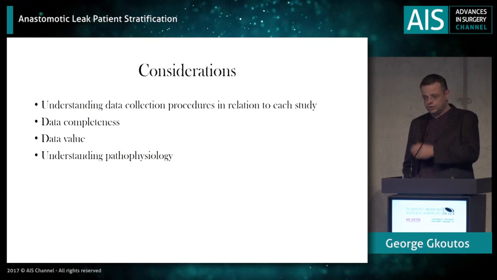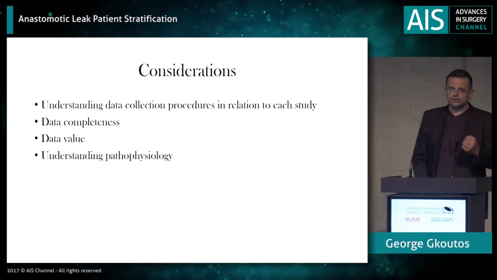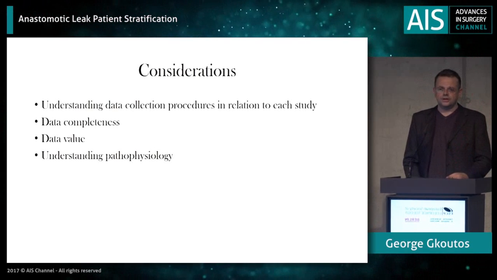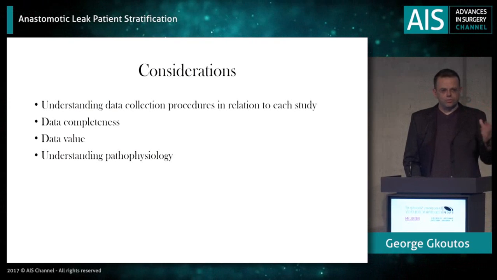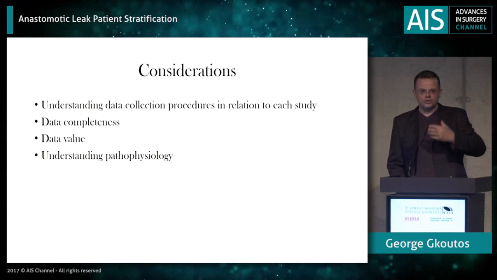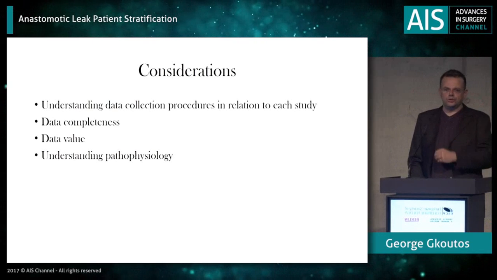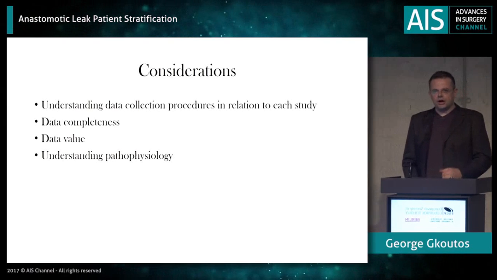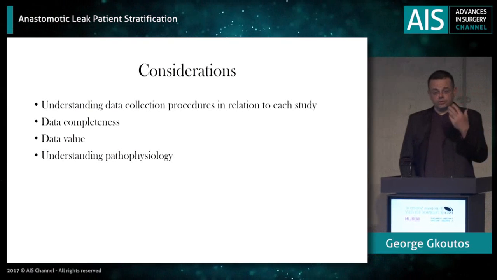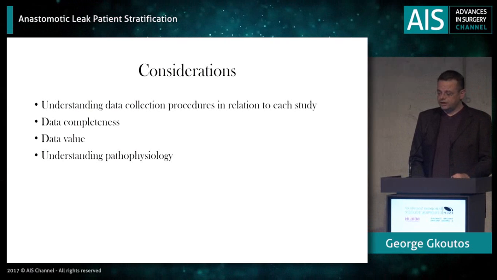I know Tom and Dion and the consortium are now putting in place rigorous SOPs about how this data is collected. We also need to understand the relation of these parameters, why it's important, why you as surgeons think these are the parameters you should be collecting about your patients, and what you think this means. Then we need to understand how complete these data are, and what their value is. I'm going to give you some examples later on.